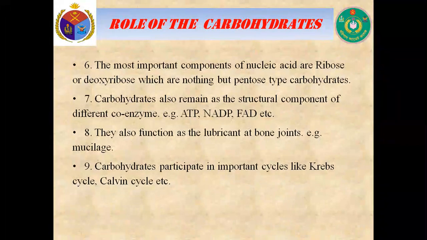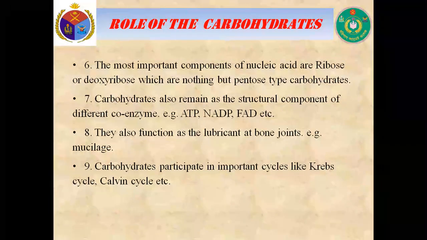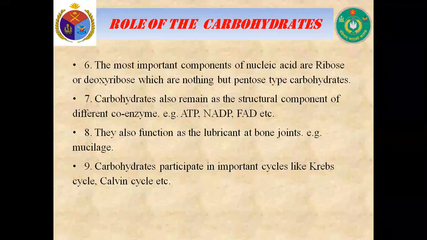Number six, the most important components of nucleic acid are ribose or deoxyribose, which are nothing but pentose type carbohydrates. Carbohydrates also remain as the structural component of different coenzymes like ATP, NDP, FAD. They also function as a lubricant at joints, like mucilage. Carbohydrates participate in important cycles like the Krebs cycle, Calvin cycle, etc.